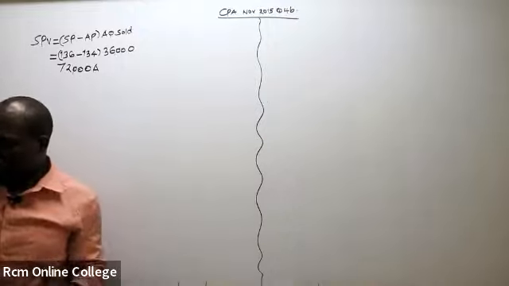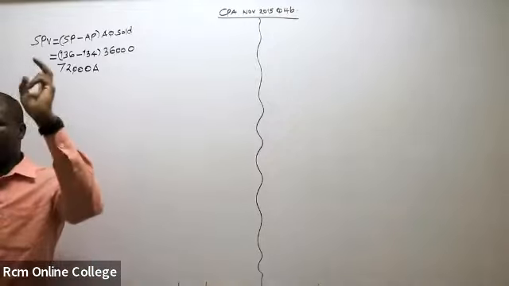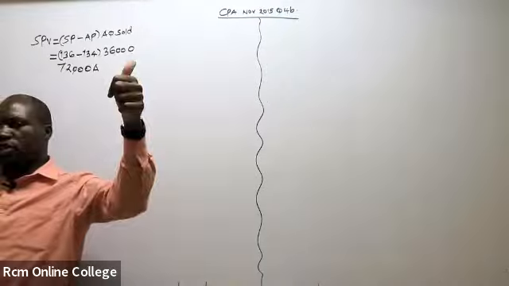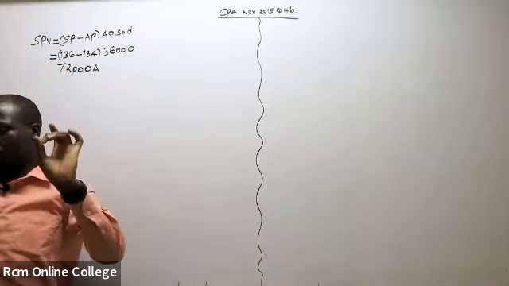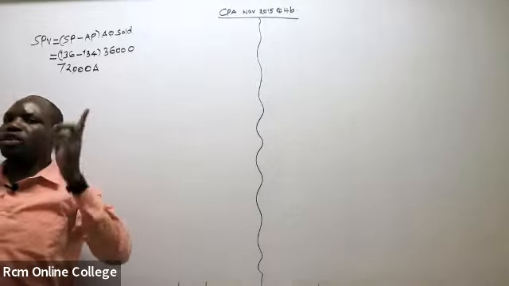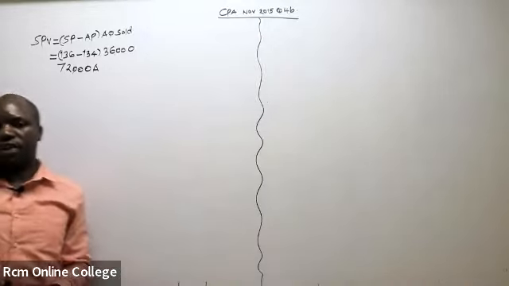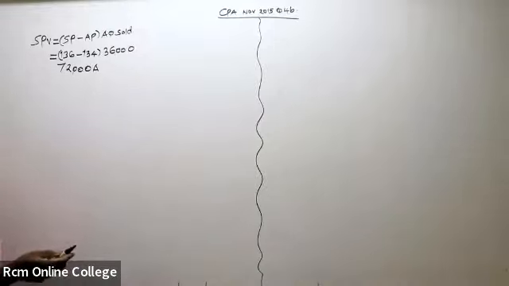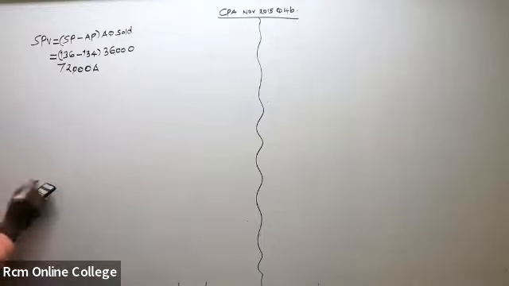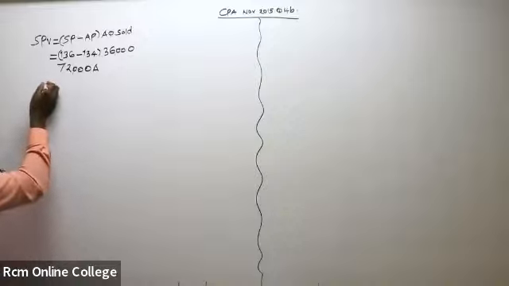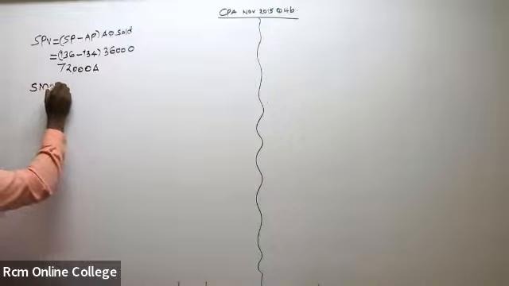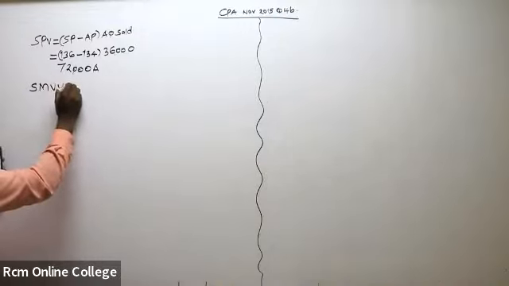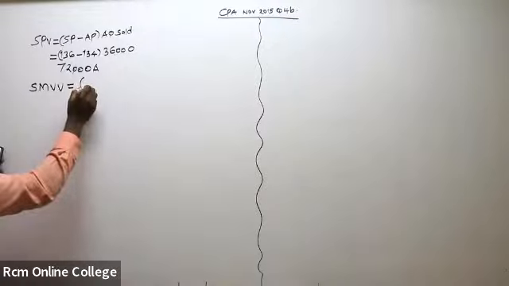Under revenue, your revenue can reduce as a result of two things. Number one, change in the selling price, or change in the quantity sold. So let's look at how quantity sold will affect our revenue. For quantity sold, we are talking about sales margin volume variance.